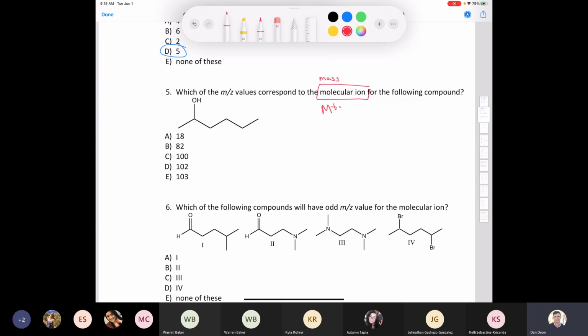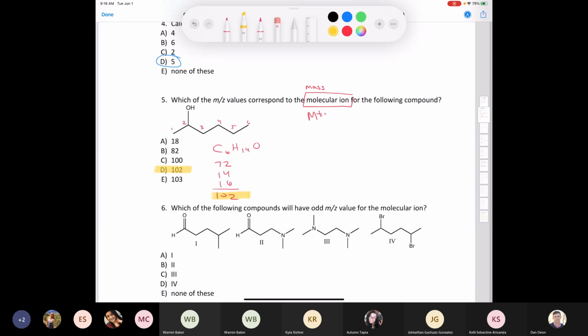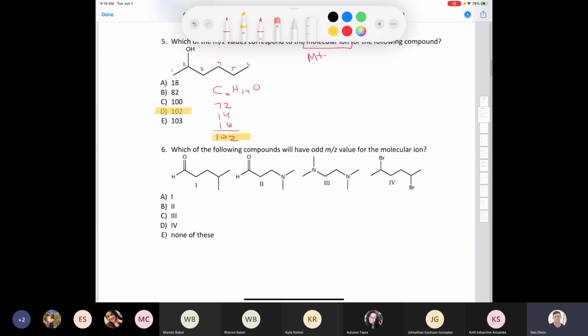So we count up the number of carbons. We have 1, 2, 3, 4, 5, 6 carbons. So it's C6. If it's fully saturated, we have C6H14, and then we have 1 oxygen. So we tally up the mass. We have 6 times 12, which gives us 72, plus 14 plus 16. So that's 72 plus 30, which gives us 102. So that would be the molecular ion of the compound. Does that clear up your question about the molecular ion? Yes. Okay, good. All right, let's move on to the next one.